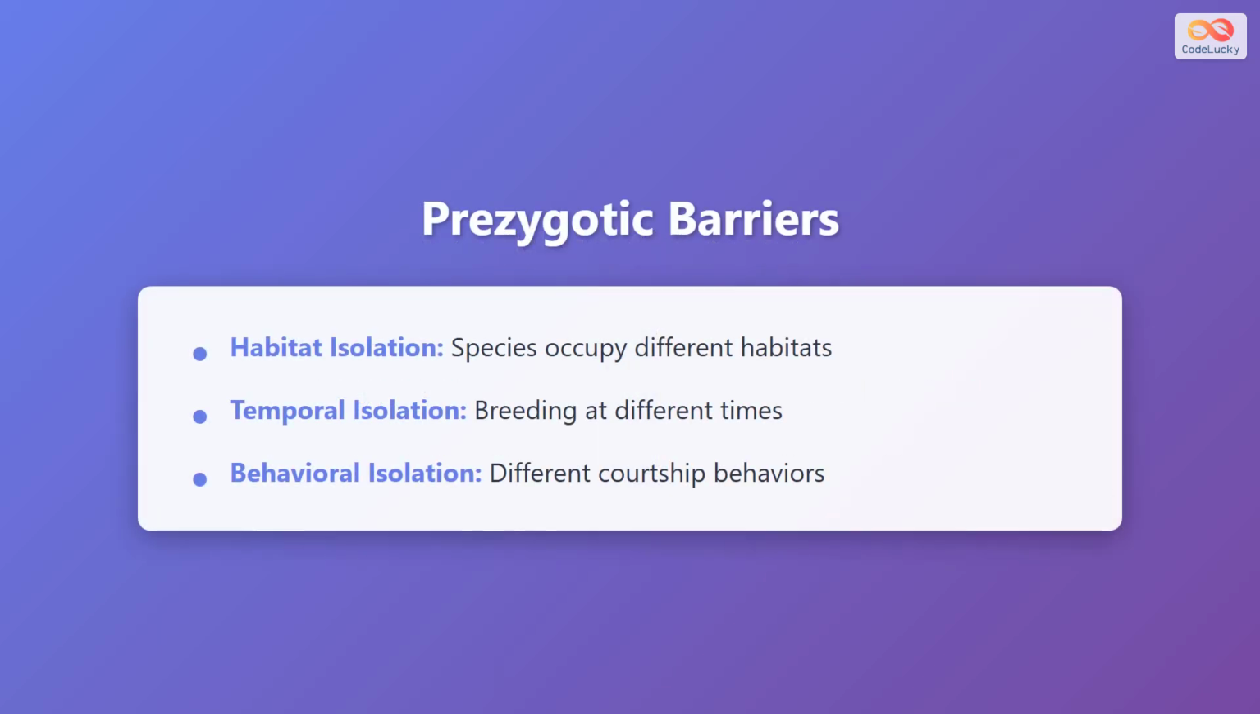Let's examine three key prezygotic barriers. Habitat isolation occurs when species occupy different habitats or geographical areas, so they simply never encounter each other for mating. Temporal isolation happens when species breed at different times, whether different seasons, months, or even times of day. Behavioral isolation involves differences in courtship rituals, mating calls, or other behaviors that prevent species from recognizing each other as potential mates.